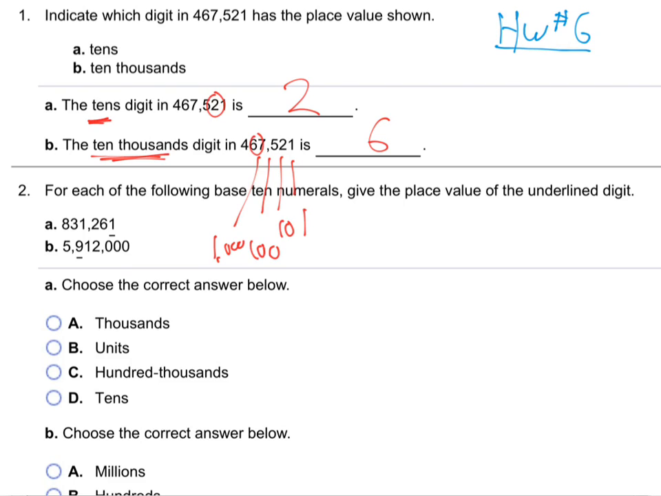Yeah, easy. All right. For each of them, give the place value of the underlined digit. Oh, that's easy. That's easy. What's the 9 in? The 9 is in the 100,000s place. Easy for you. All right. Oh, it's down there.